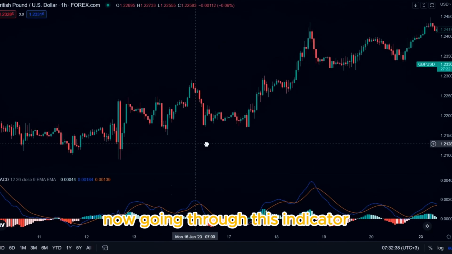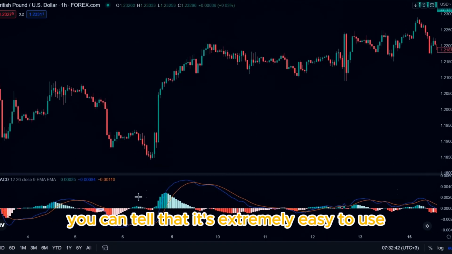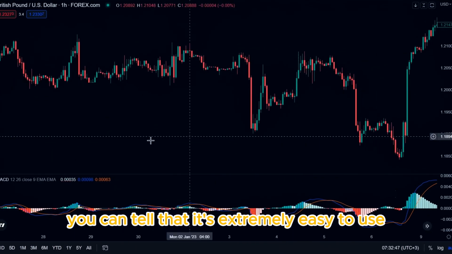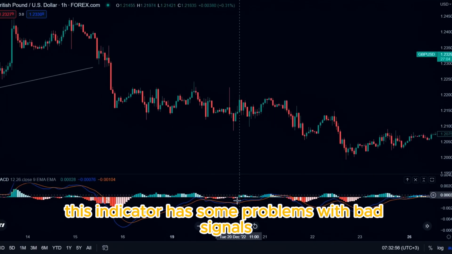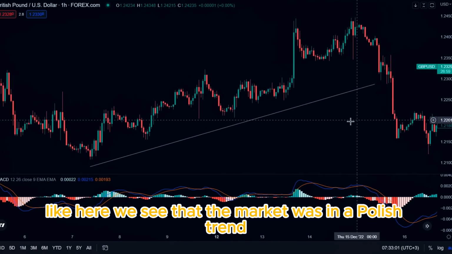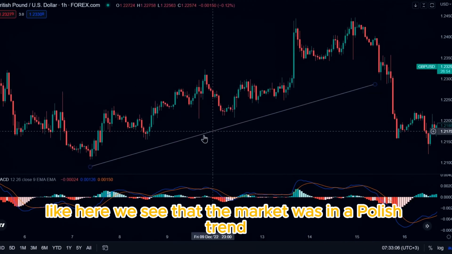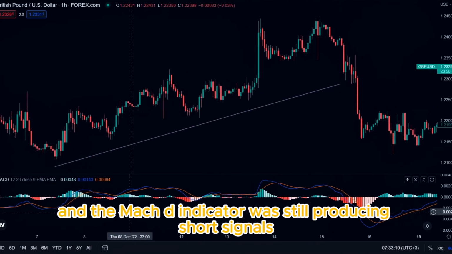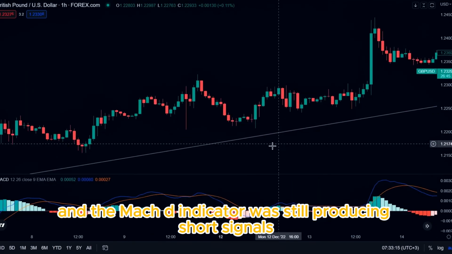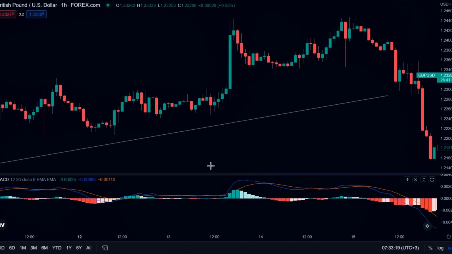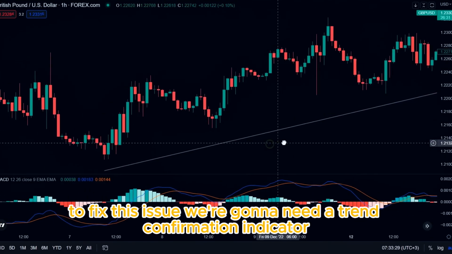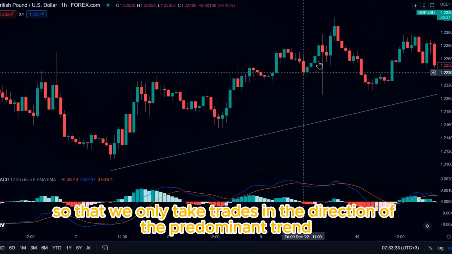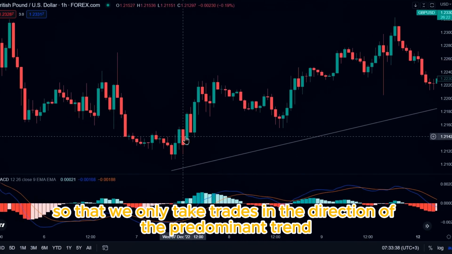Now, going through this indicator, you can tell that it's extremely easy to use. But just like any other indicator, this indicator has some problems with bad signals. Like here, we see that the market was in a bullish trend, and the MACD indicator was still producing short signals. To fix this issue, we're going to need a trend confirmation indicator, so that we only take trades in the direction of the predominant trend.